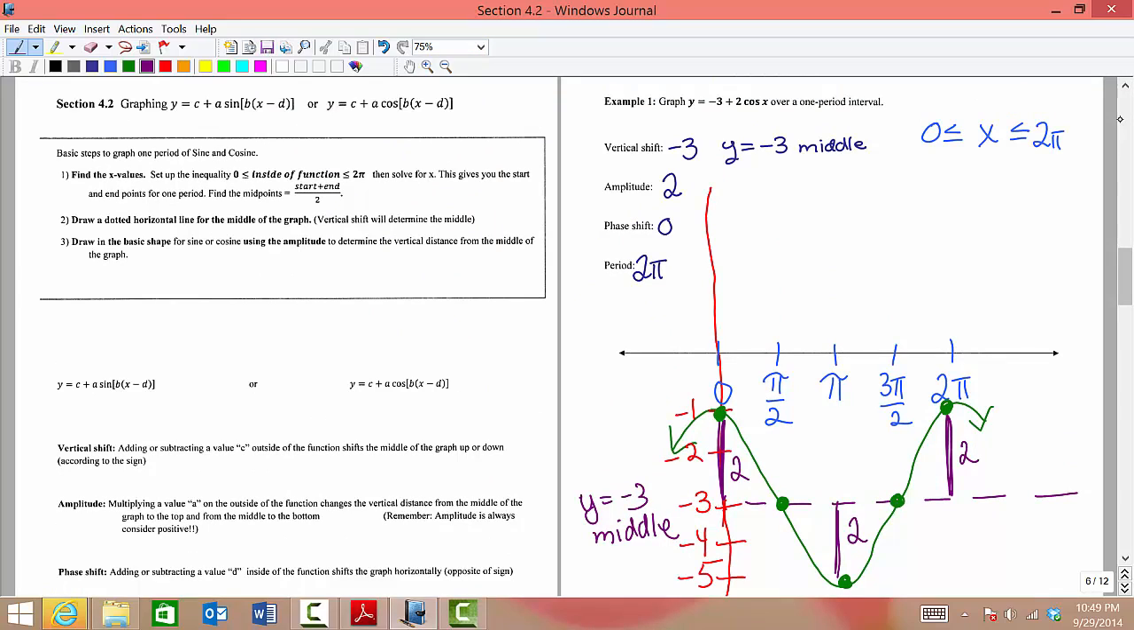So there was our graph of y equals negative 3 plus 2 times cosine x, graphed over a 1 period interval. Keep in mind that what we're doing is first finding the x values and all the midpoints when we go to graph. We're drawing a dotted horizontal line to represent the new middle of our graph. And remember that the vertical shift determines the new middle. Then we're going to draw in the basic shape for sine or cosine, and the amplitude tells us how high to go up from the middle of the graph and how low to go from the middle of our graph.